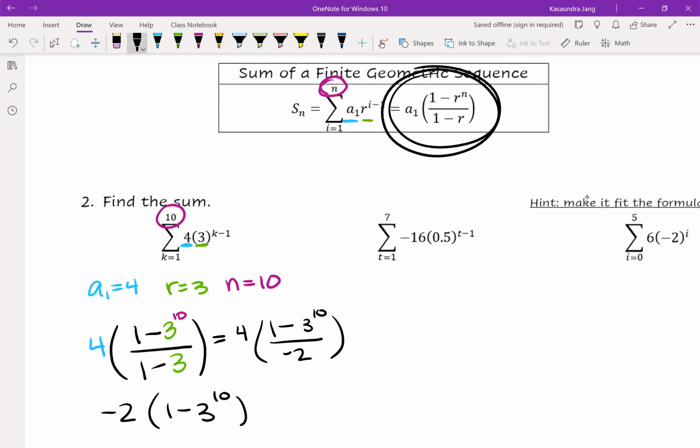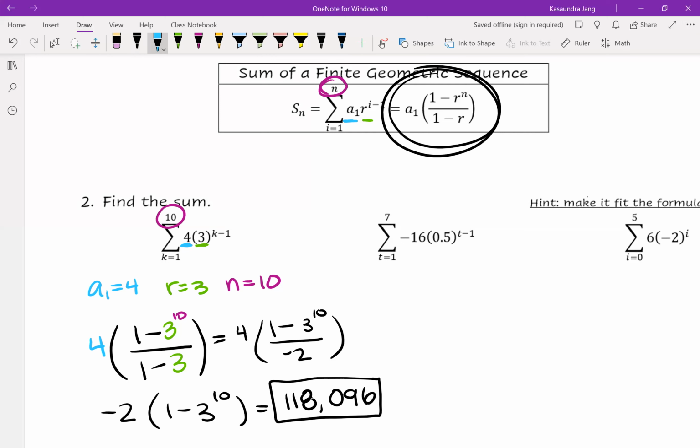Okay, so let's see if I can put this part in my calculator. -2 times 1 minus 3 to the 10th. All right, this is huge. 118,096. Okay, so there's my sum. Especially because it's so huge, I probably didn't want to make my list of 10 numbers and then add them all up. I think using the formula was quicker. So I'm going to do the same thing on the next example here.